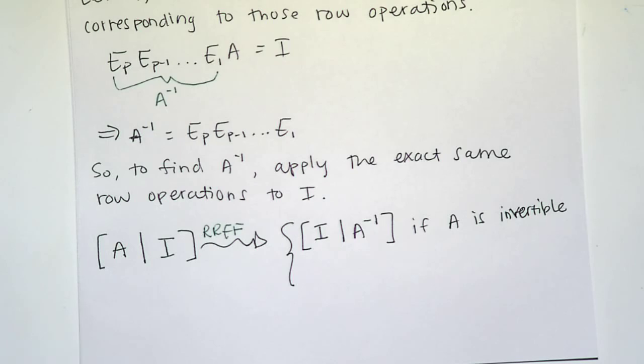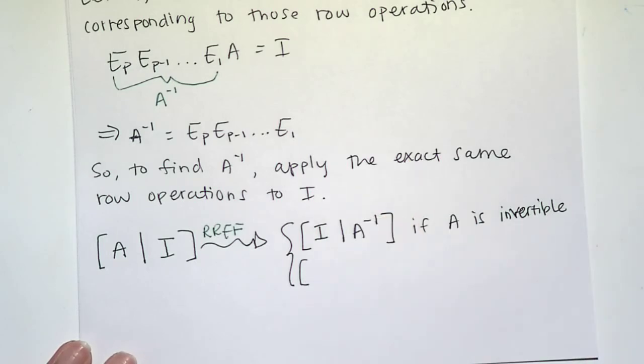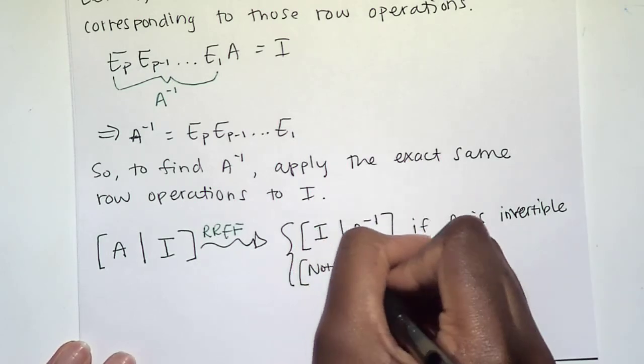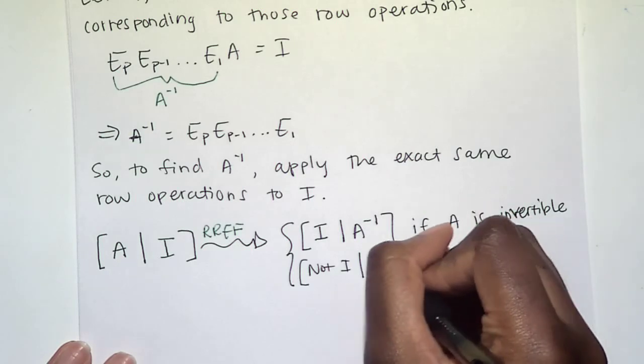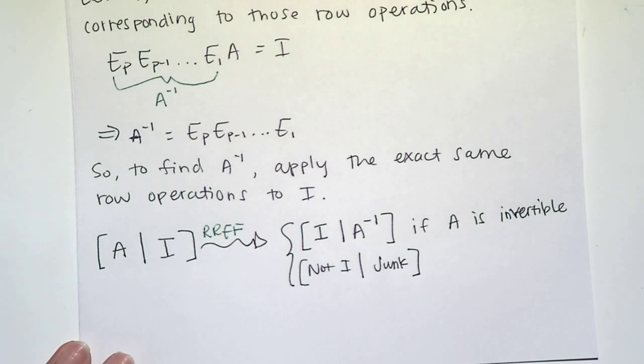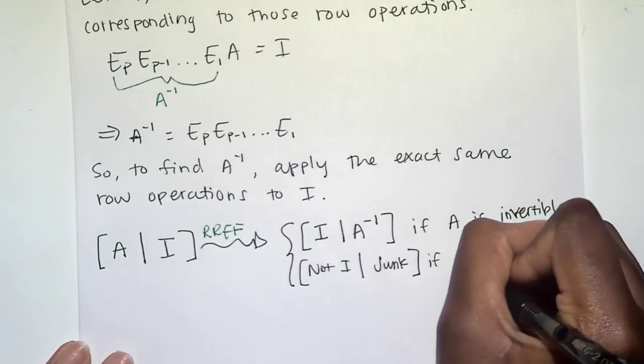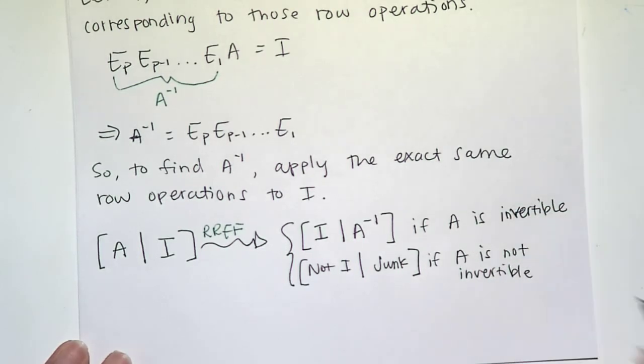But what if A is not invertible? Then on the left side, we're going to get something that's not the identity, and on the right side, we're going to get junk. And this is going to happen if A is not invertible. So great things will happen if A is invertible. Nonsense will happen if A is not invertible. All right, so in the next video, I'm going to do an example of this.